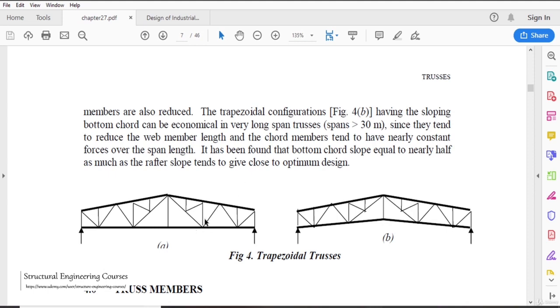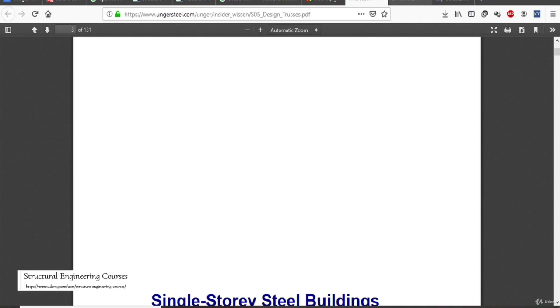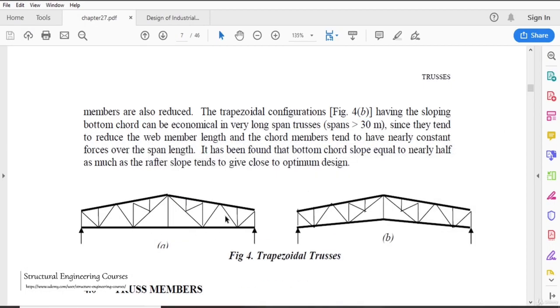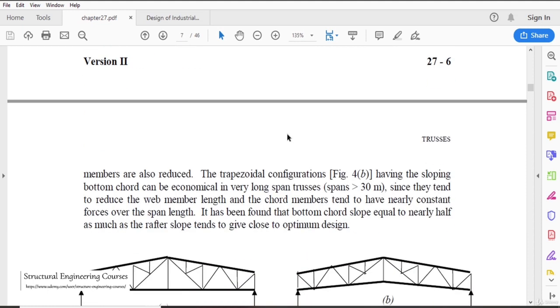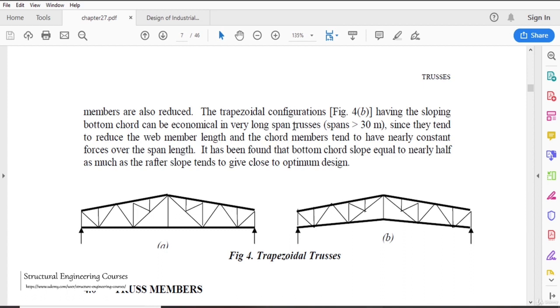Trapezoidal trusses. Trapezoidal trusses are also ones that we have seen in this document here, that when the span is very large, in that case these trapezoidal trusses are used. So it is saying that in case of very long spans, trusses having trapezoidal configuration are the most stable and economical. This reduces the axial forces in the chord members adjacent to the supports. They are usually used when the span is greater than 30 meters.